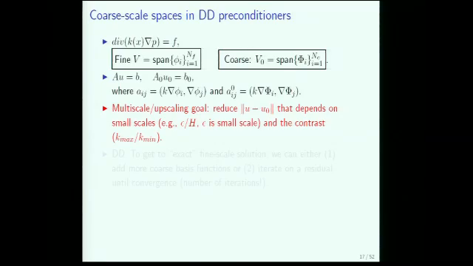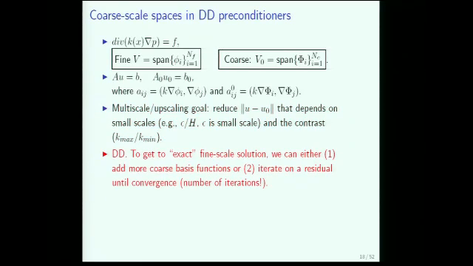When I was talking about multiscale and upscaling, our goal was to reduce the error U minus U0. As I mentioned, U minus U0 depends on epsilon over H, where epsilon is a small scale, if I have one small scale, for example, and H is the coarse size. But it also depends adversely on K max over K min, the maximum conductivity divided by the minimum conductivity. So we have another choice: we can add more basis functions.